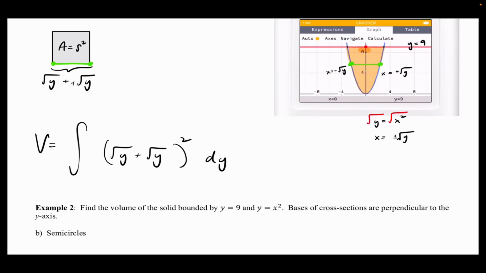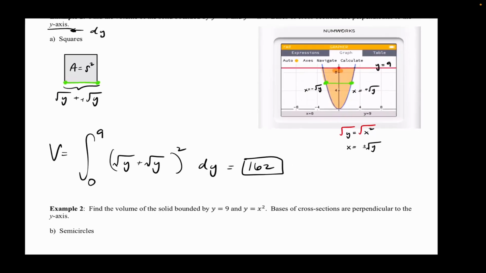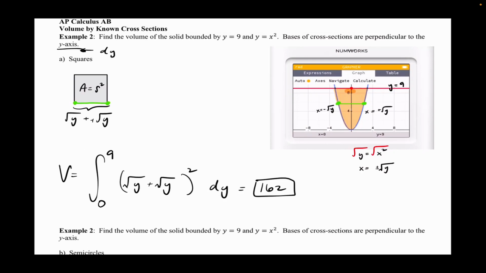Okay, so now the bounds. What is the bottom? So this is dy, so we're not looking at left and right bounds. We're looking at top and bottom bounds. So 0 would be the bottom bound. And where's the very top? Positive 9. Last step, calculator. So throw that into your calculator. You should get 162.